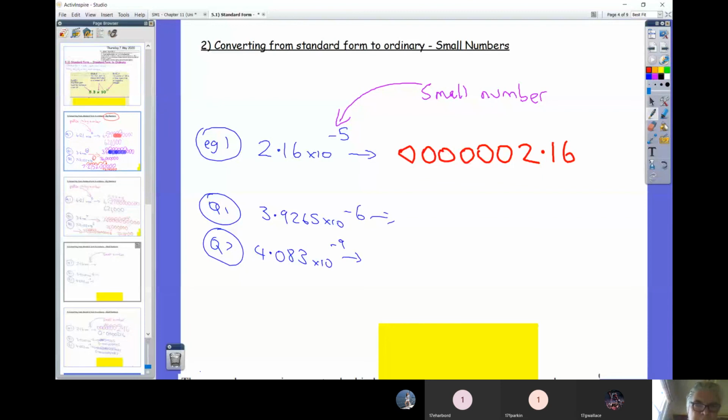So I'm now going to have to do 5 bunny hops to the left. So let's change the color for the hops. So 1, 2, 3, 4, 5. That's where my decimal point has got to end up. Okay. Now you can see that I've got 1, 2, 3, 4 zeros after the decimal point. 1, 2, 3, 4, and then my 216. So that is my tiny number that I end up with.